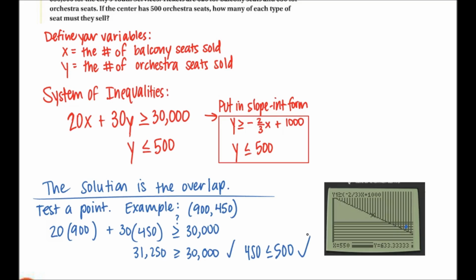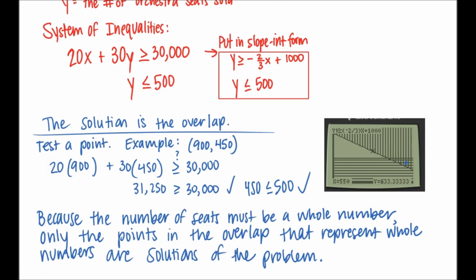And because the number of seats must be a whole number, only the points in the overlap that represent whole numbers are solutions of the problem, because you can't sell half of a seat or a portion of a seat. So now we're going to write that for our conclusion.